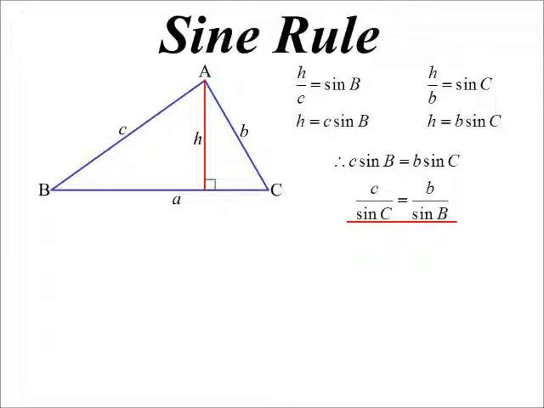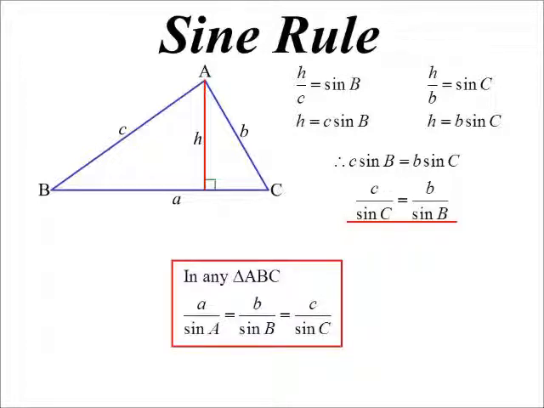And of course I could equally have done that by drawing in a different perpendicular, and it would be equal to a over sine A. In fact, the complete sine rule is also equal to one further thing.